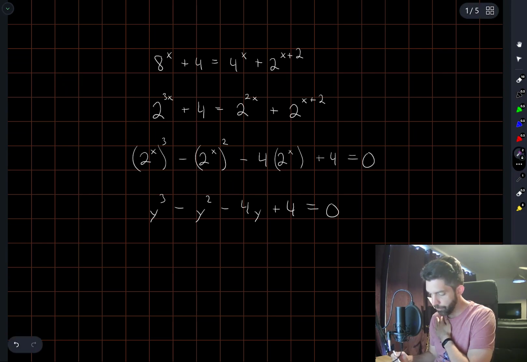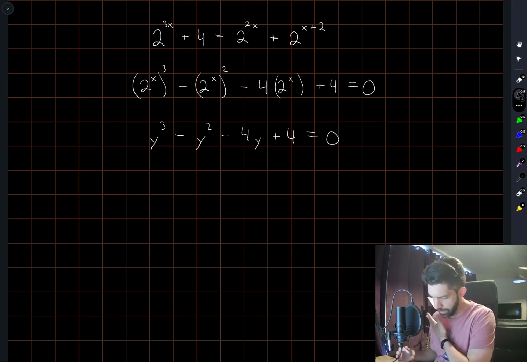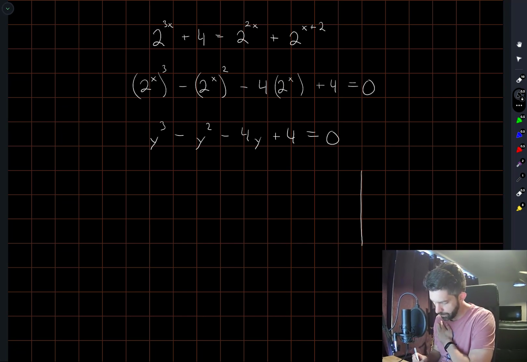And if I find a positive value of y which satisfies this, then there will be a real root in terms of the x equation. But any root of this equation which is 0 or negative will not have a corresponding real value of x that solves it. So for a cubic equation, how can I figure out how many roots this thing has? I think the best way to do this is to think about a plot. Think about what this cubic thing looks like as a function of y.